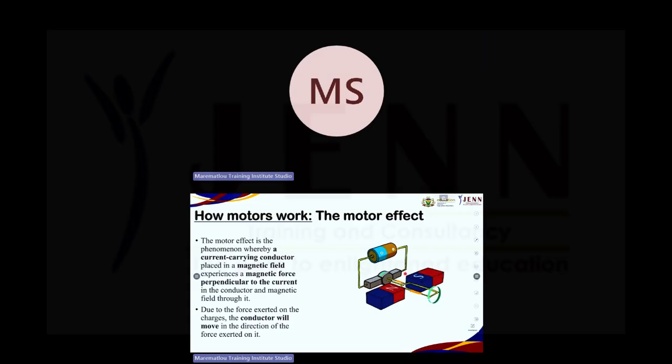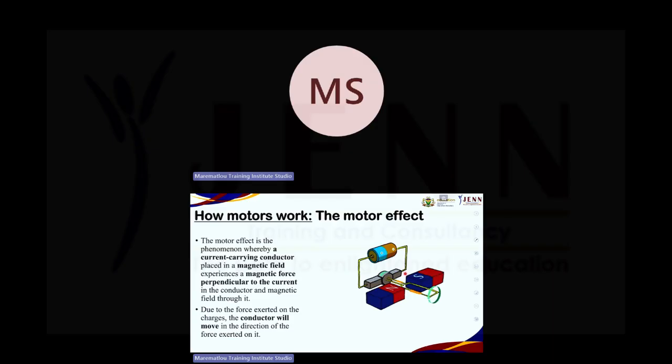So if we look at our magnetic field, like I said, your coil experiences a magnetic force, which is perpendicular to the current, and the conductor and the magnetic field then, that is what creates the rotation of your coil.